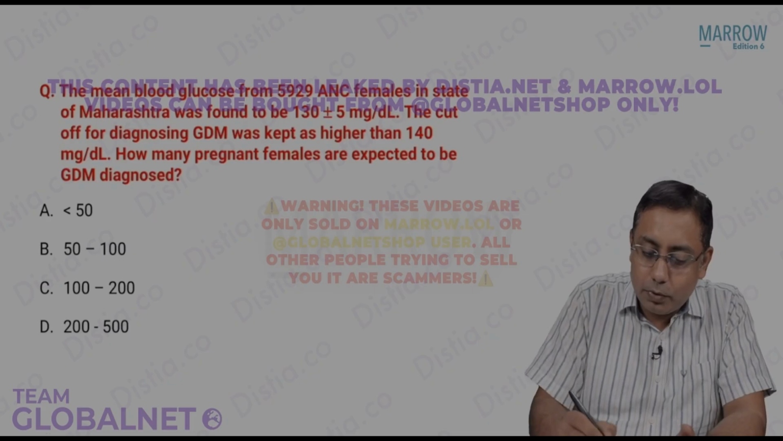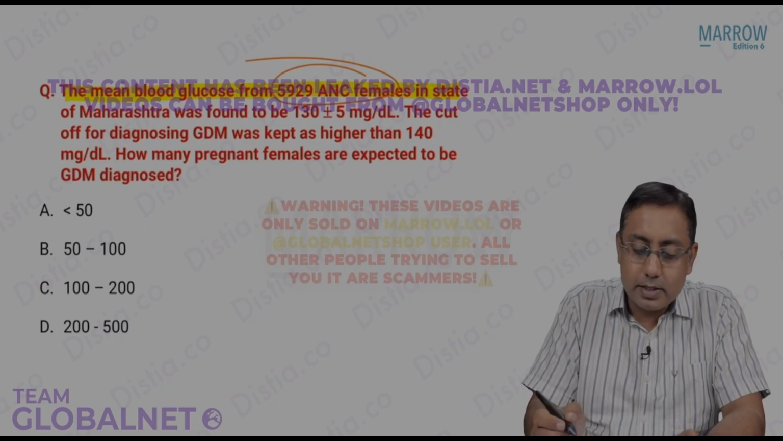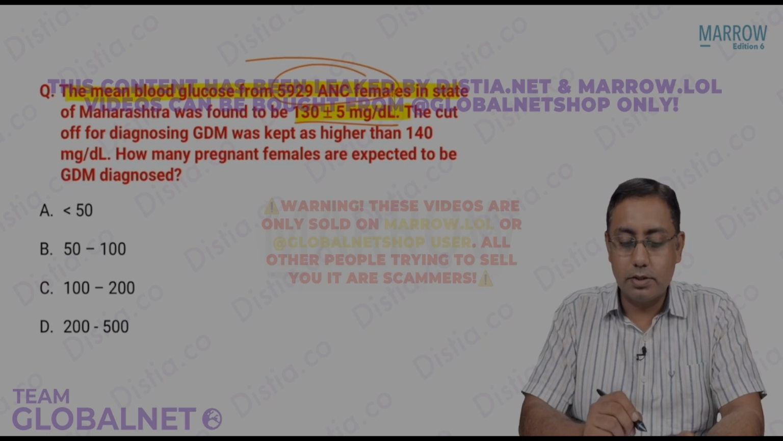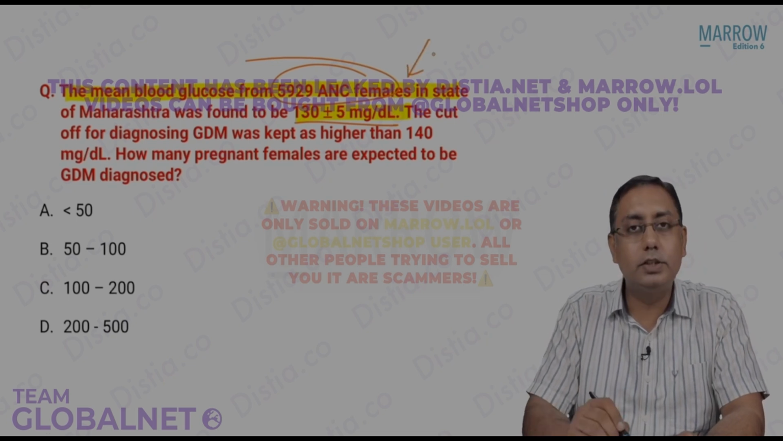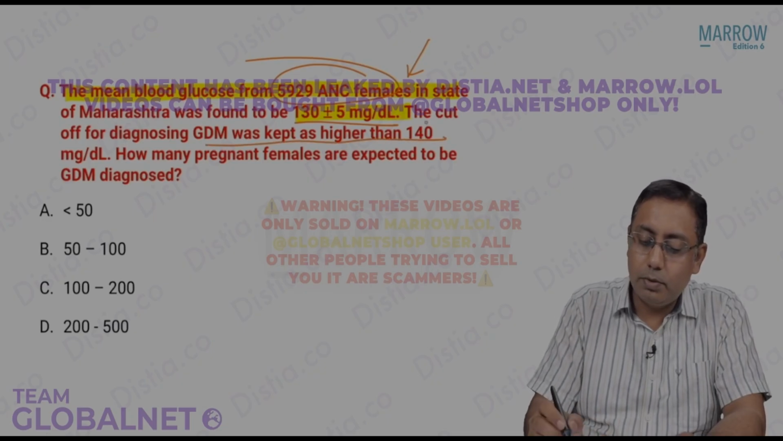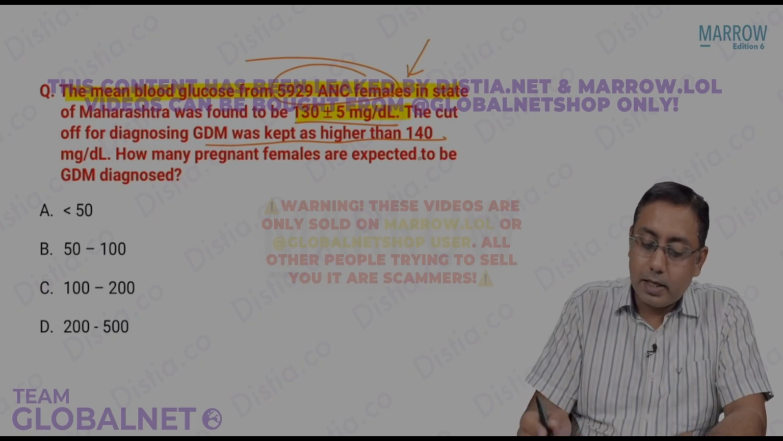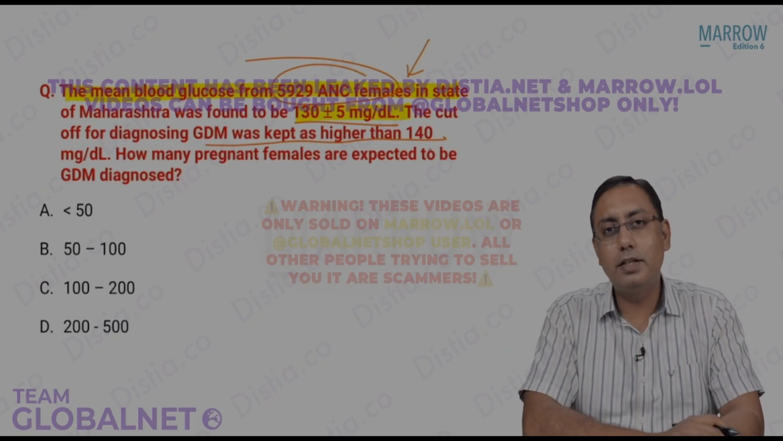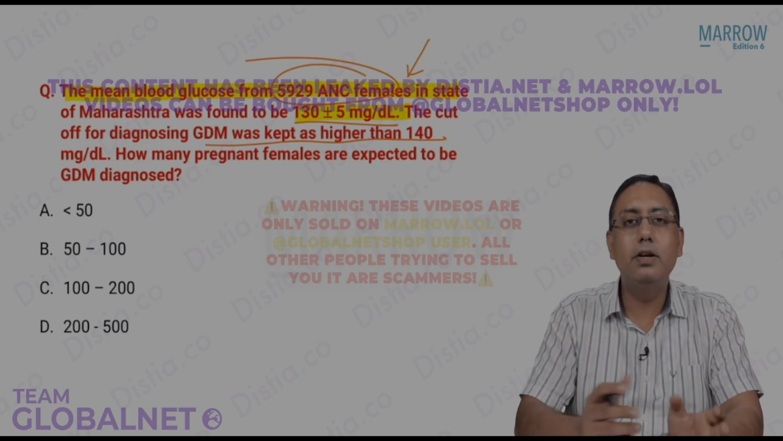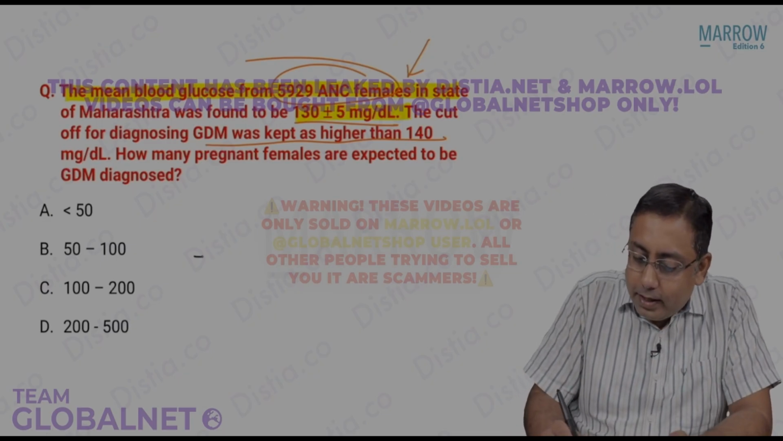Just look at the MCQ. The mean blood glucose from 5929 ANC females in the state of Maharashtra was found to be 130 plus minus 5 mg/dl. So the blood glucose was found to be 130, for gestational diabetes mellitus, probably they are checking. The cutoff for diagnosing GDM was kept at higher than 140. How many pregnant females are expected to be diagnosed with GDM? I give you maybe 40 seconds for solving this type of MCQ. It is a particularly easy, direct MCQ. All those who have done it, very nice. Let's try to do it.